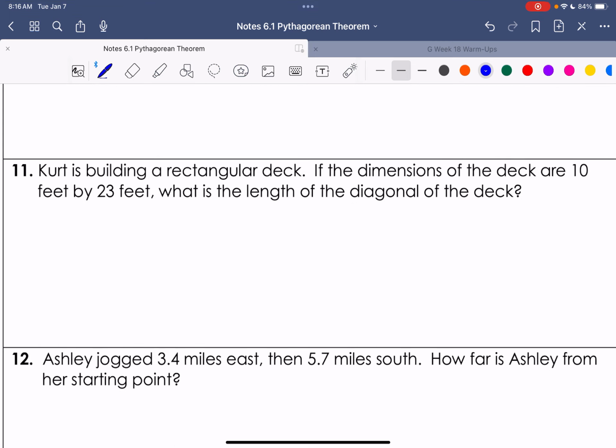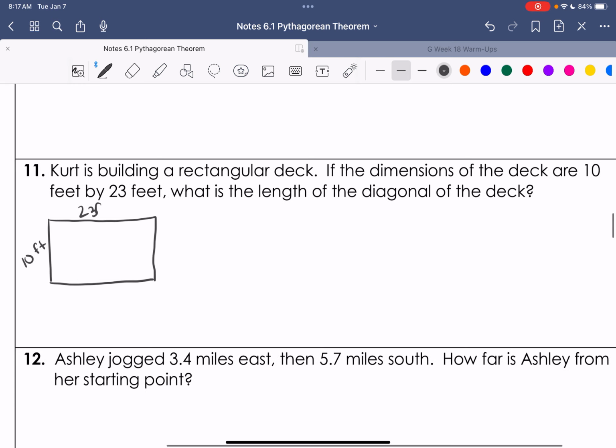Kurt is building a rectangular deck. Okay, so I'm going to draw out what they tell me so far. So rectangular deck, here's a rectangle. If the dimensions of the deck are 10 feet by 23 feet, so this is 10 feet, this one's 23 feet. What is the length of the diagonal of the deck? So diagonal means like from bottom corner up to the top corner. So they're wanting us to find that. And because we don't know what it is, we're just going to put an X there.